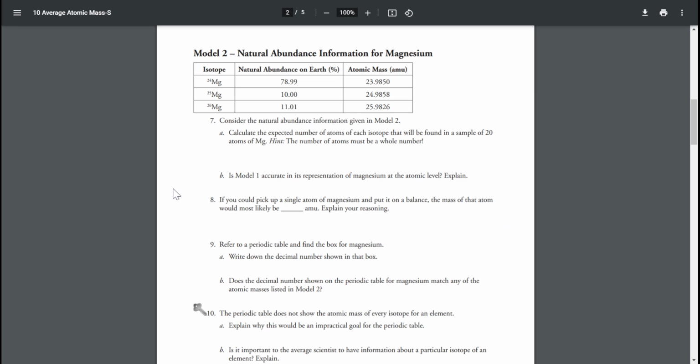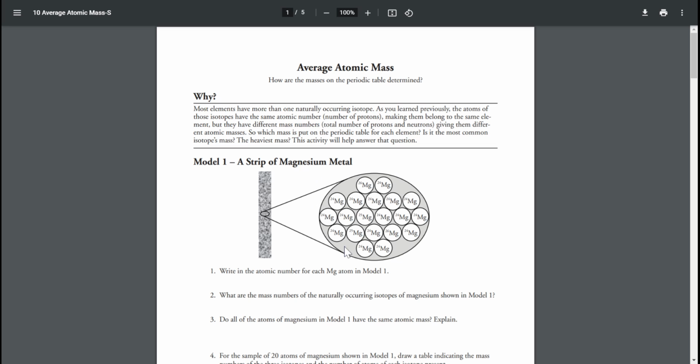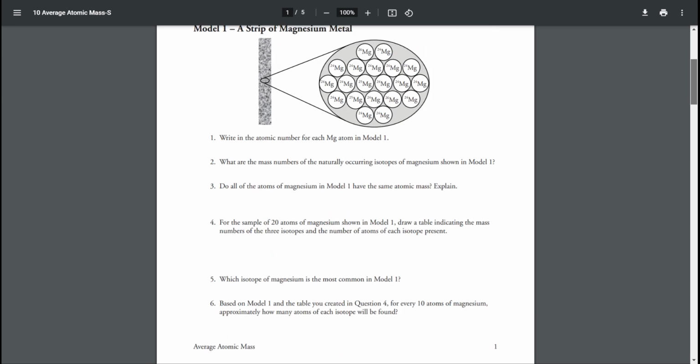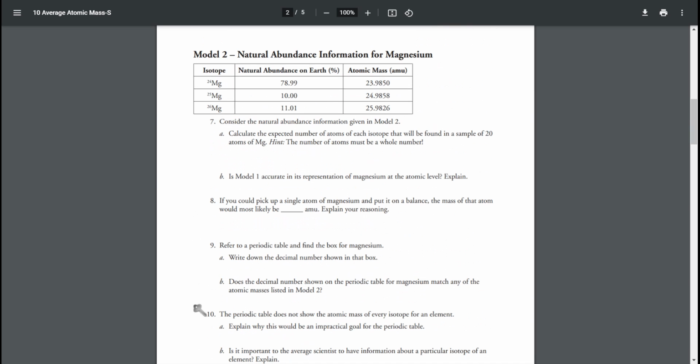And so, ask if Model 1 is an accurate representation of magnesium at the atomic level. Well, then you need to look at the percentage of abundance here and then just do the calculation here. Does it seem like the abundance here is at the same numbers as we're going to see here? And then just make your opinion on that.